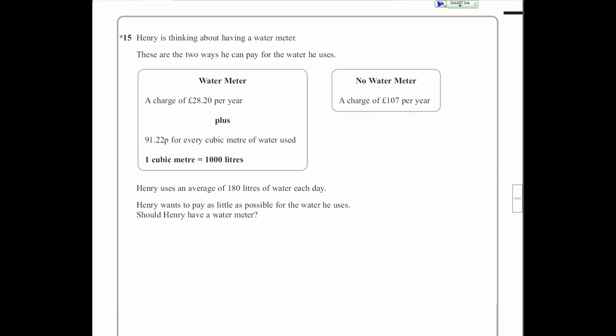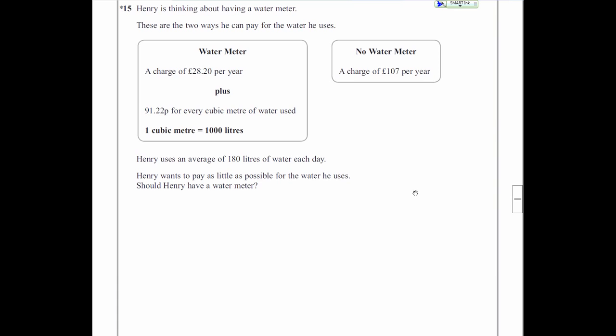Question 15. We've got a starred question, which means we're going to be judged on how well we explain it. It's a functional question. Henry is thinking about having a water meter. There are 2 ways he can pay for the water he uses. The first way, let's put a blue box around it. He has a water meter.